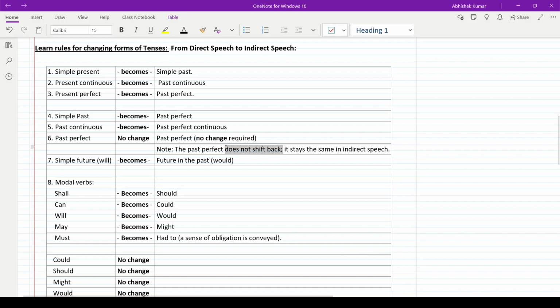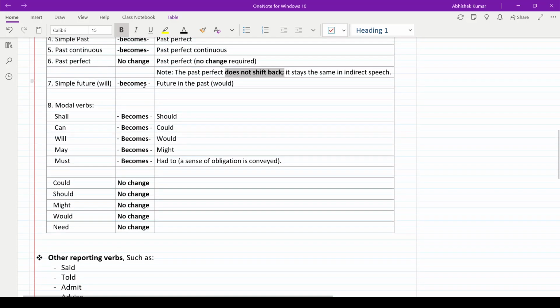A sentence written in direct speech within inverted commas does not shift back. It stays the same in indirect speech. Then you have simple future: will becomes would, the future in the past, that becomes both. And then there are modals.